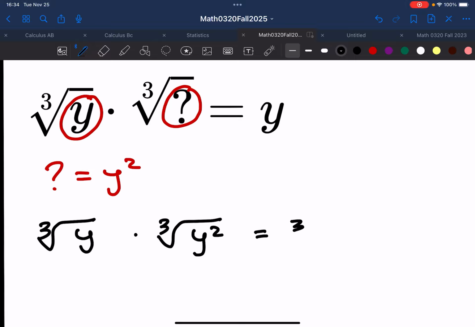This is equal to the cube root of y cubed, because if it's under the same radical, we can just multiply these together, which means we are adding the exponents. So 1 plus 2 gave us 3. By doing that, the cube root and the cube cancel, and we are just left with y, which is what we wanted. So the goal is for our index, or our nth root, to match our exponent of the radicand. So our root to match the exponent.